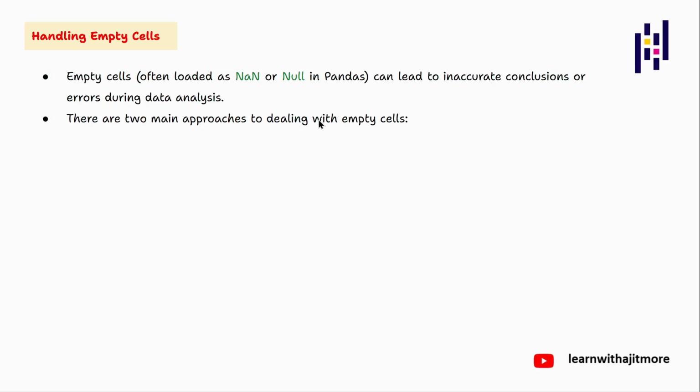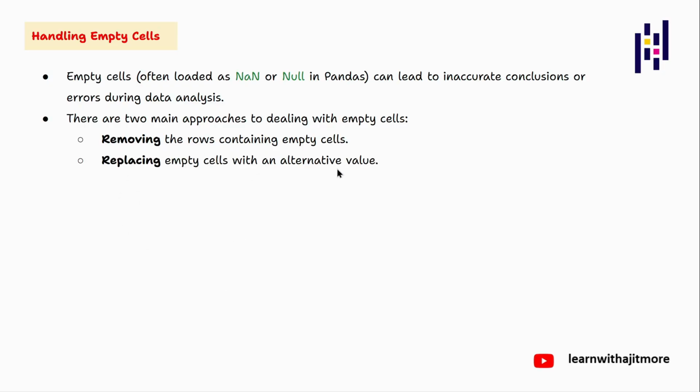So there are two main approaches to dealing with empty cells. First, remove: you remove the entire row containing NaN. Or second, replace the empty cell with an alternative value, putting some other value in its place. How to do it? The first part we'll see is removing. You can remove the entire row, the complete row in which some column has a null value.